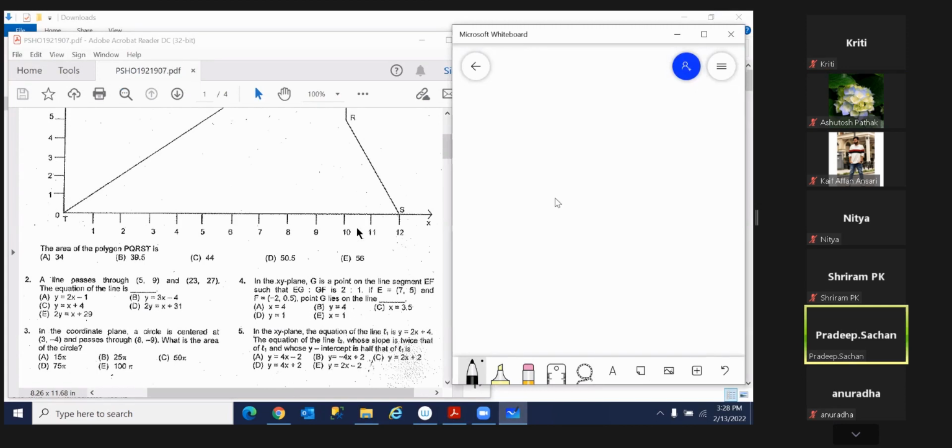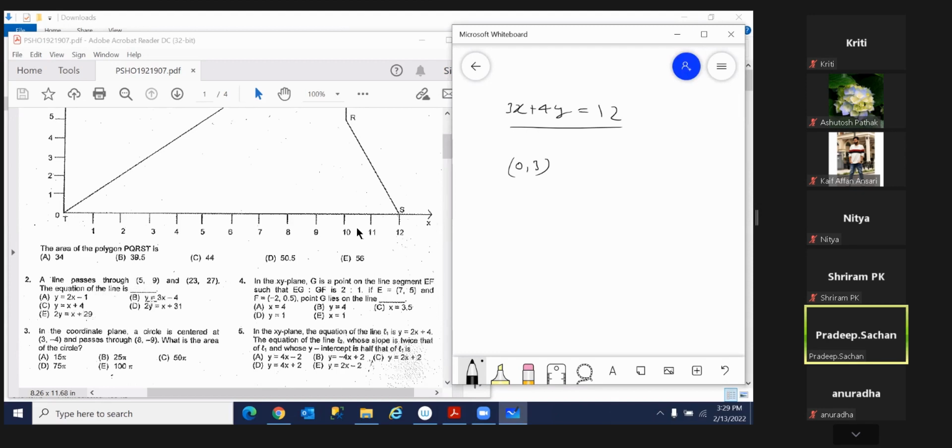I will take the second question. So they are saying a line passes through 5, 9 and 23, 27. The equation of the line is... Now we know, like our earlier example, we said 3x plus 4y is equal to 12 is my line. So 0, 3 satisfies the equation because 0, 3 lies on the line. So if you are claiming that the line passes through 5, 9, then 5, 9 should satisfy the equation. So we'll quickly substitute 5, 9 and check which equation it matches.